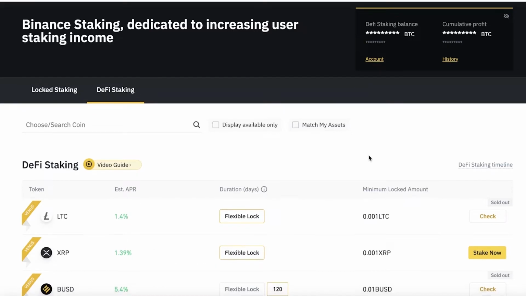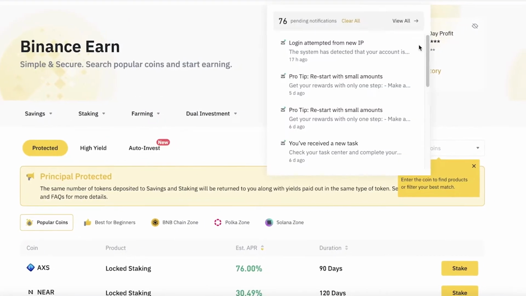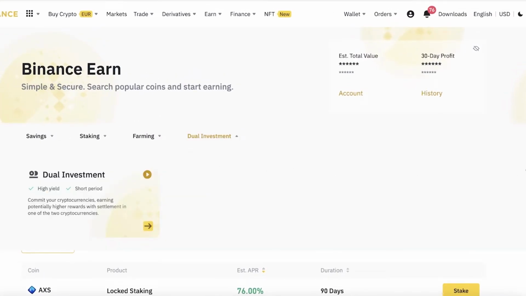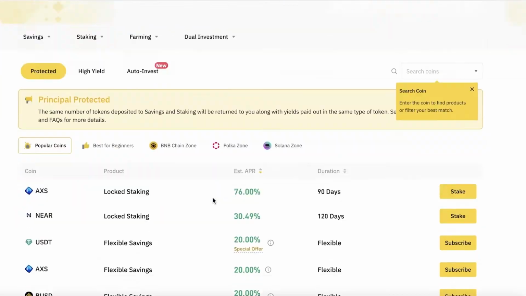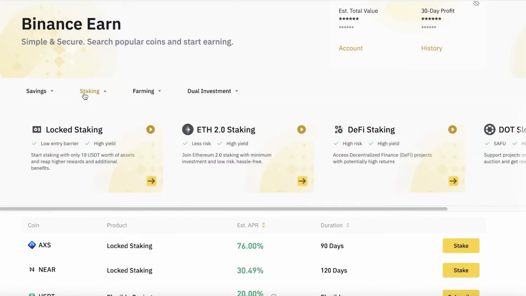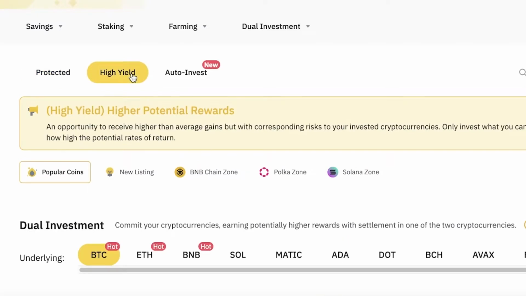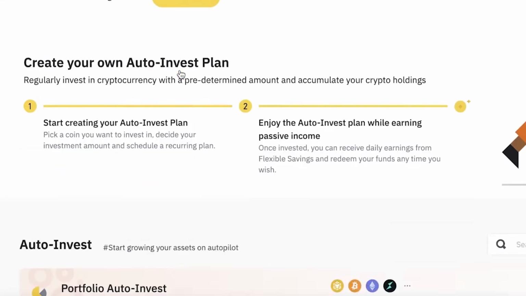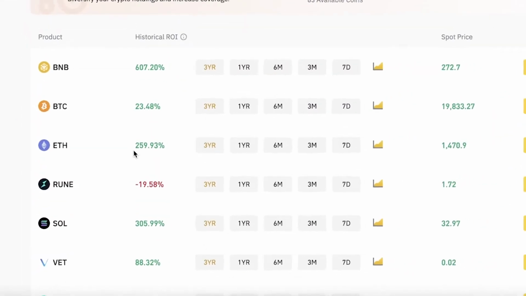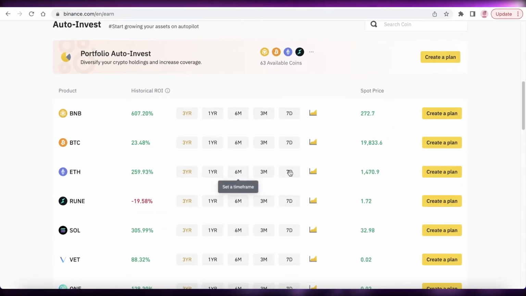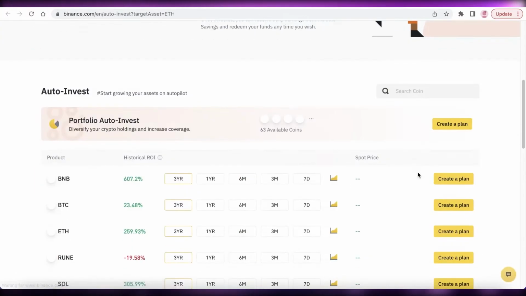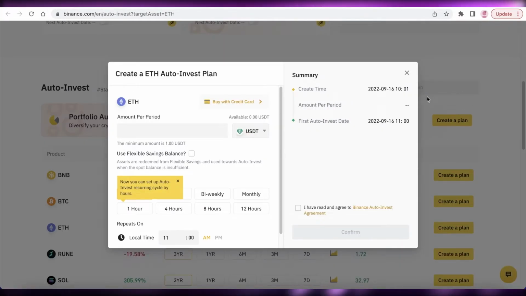Now, there is another way that you can earn money, which is DeFi yield. So if you go into farming yields over here, you can see that with farming yields, if you just go into protected farming, it's going to be a lot less risky. And if you go into auto invest with Binance Earn, you can invest Ethereum for 7 days upward to 3 years, and you will have spot price. You will be able to create a specific customized plan, and this auto investment plan can be a lot simpler for most people to use.